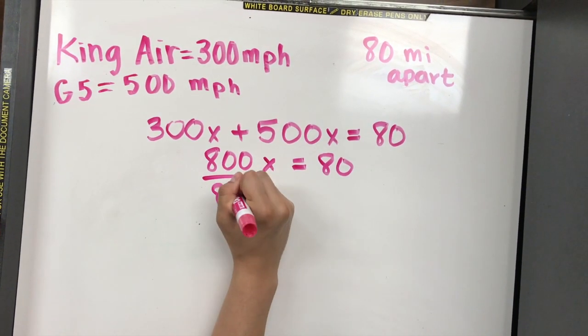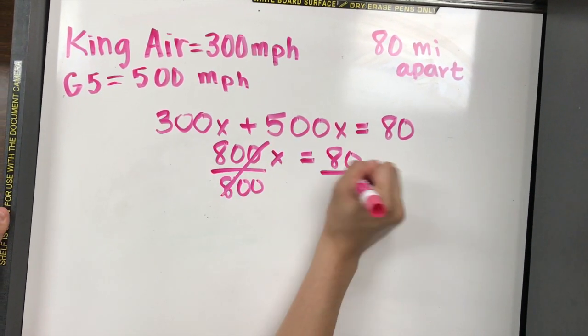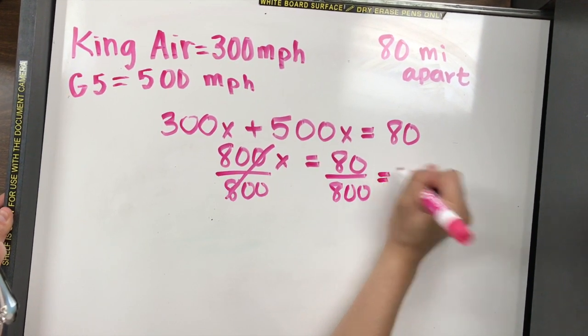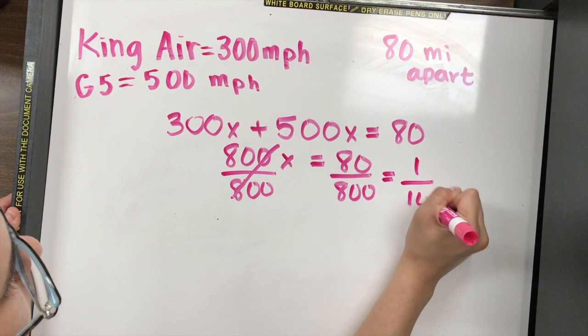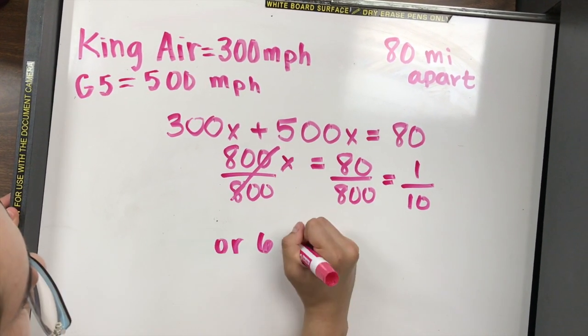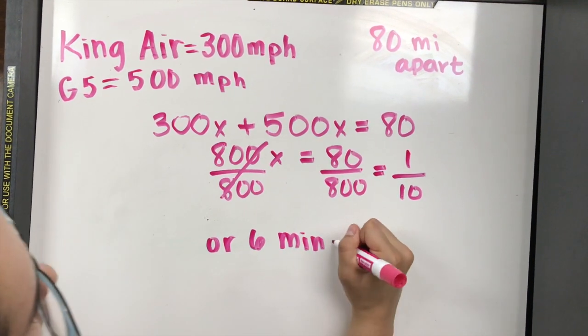the two aircraft. We know that they are traveling a total of 80 miles after traveling at the speed of 800 miles per hour for X amount of time. To get X, we divide 80 by 800, which is equivalent to 1/10 of an hour, or 6 minutes.